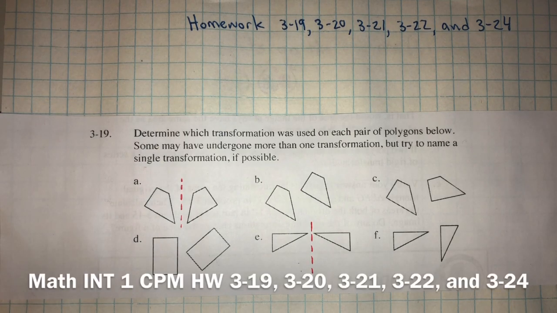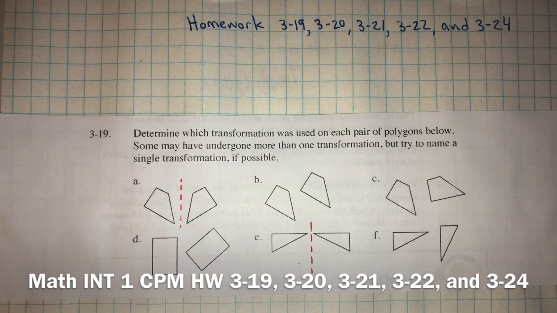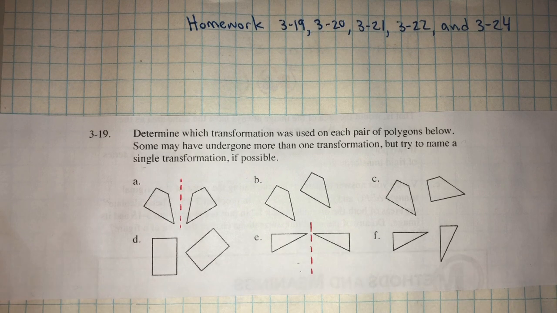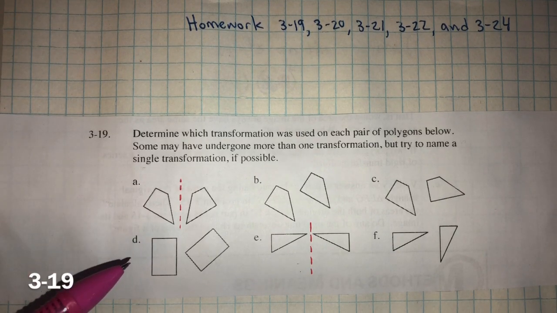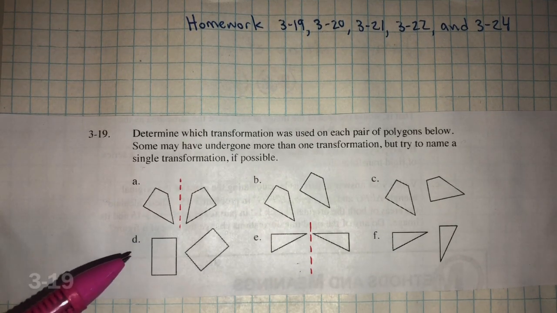This is the homework for 319, 320, 321, 322, and 324. Problem 319. Determine which transformation was used on each pair of polygons below.